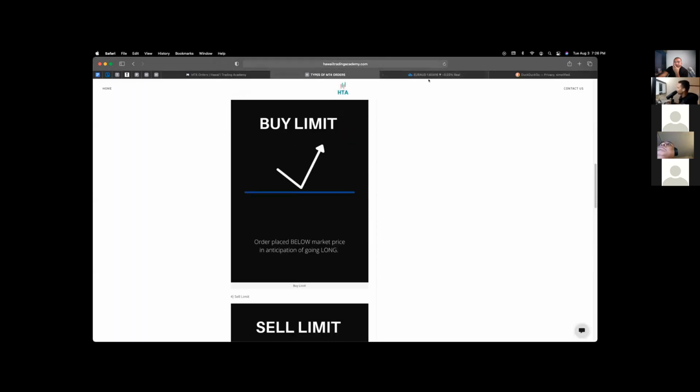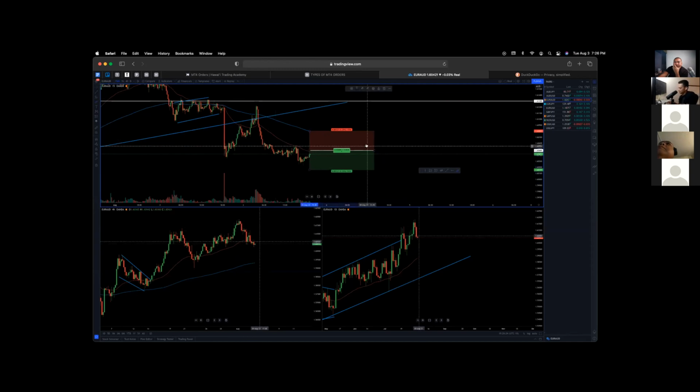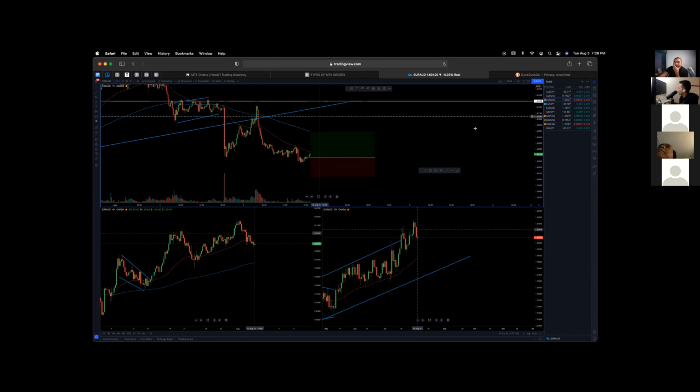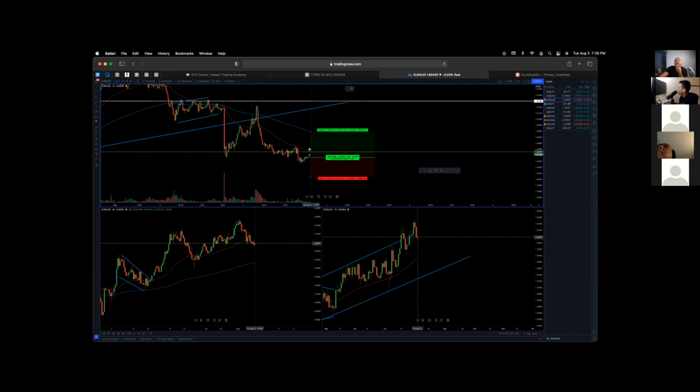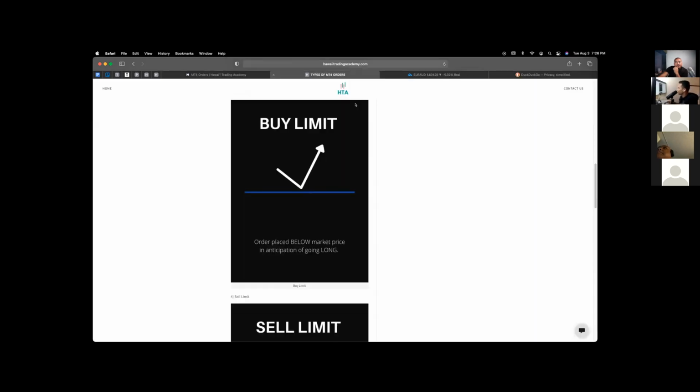And finally, a buy limit: an order placed below market price in anticipation of going long. Let me just delete this stuff. I'm going to place it below for a long. On this one, through probabilities and through testing, I'm looking at the market thinking that, okay, the chart's showing me that if it rejects this 50 EMA level, it'll drop back down and continue onwards. So this is a buy limit.